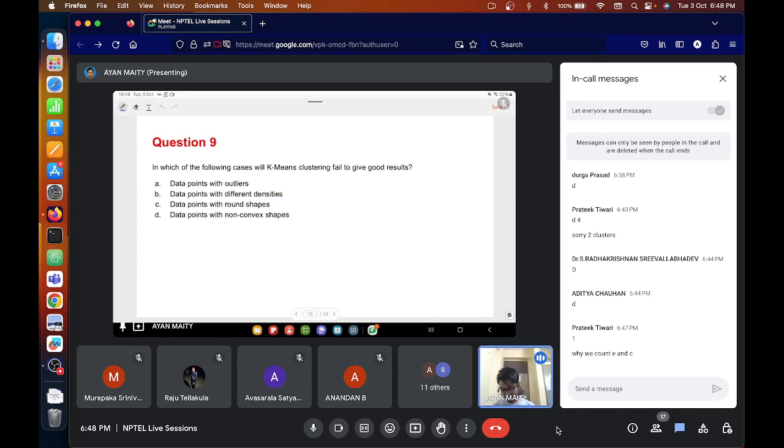Now question 9. In which of the following cases will K-means clustering fail to give good results?